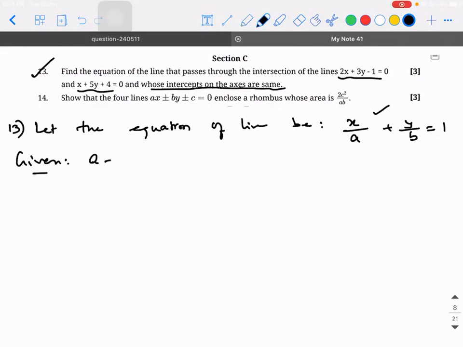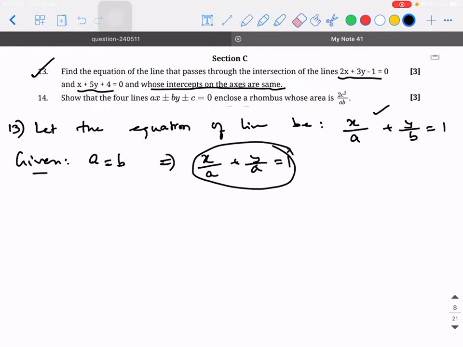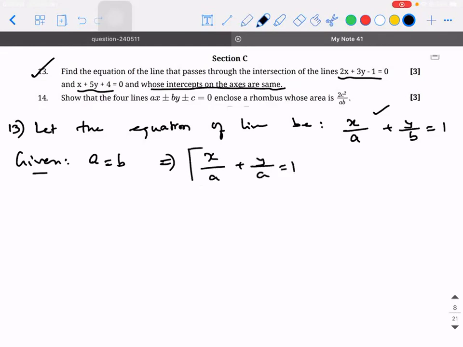So what is given? a is equal to b, which implies x by a plus y by a is equal to 1. So only one unknown we have. You can find one unknown with one equation. How to find that unknown? Solve these two equations, you will get the value of x and y. Okay, solve for x and y.